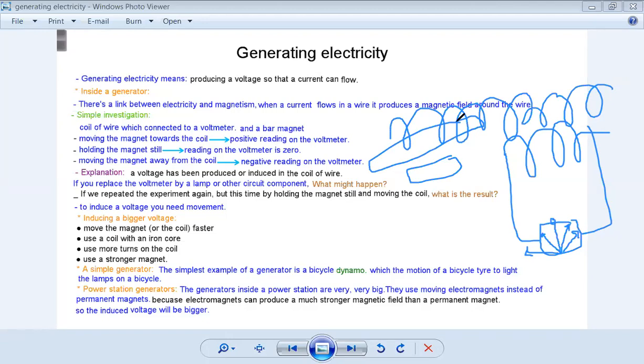Yes. The magnet force, does it depend on its mass too? Sometimes not. Okay. But mostly it does.